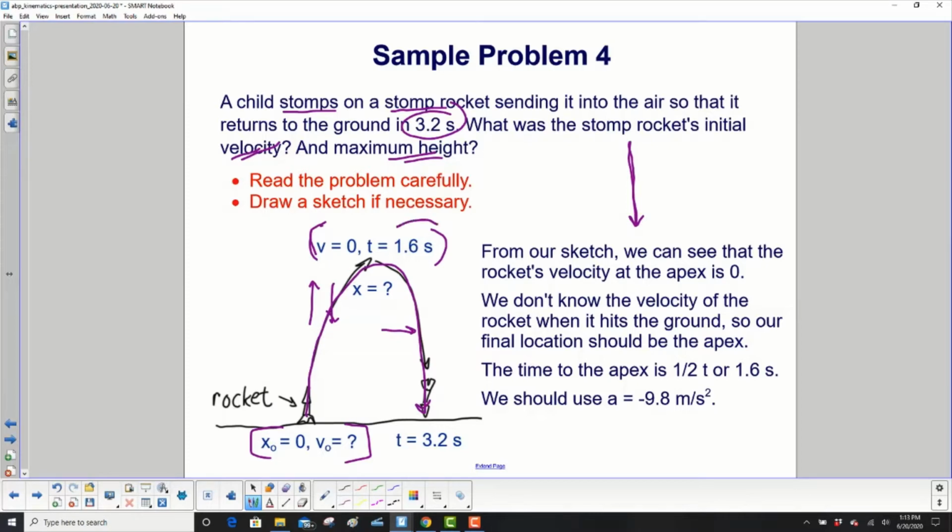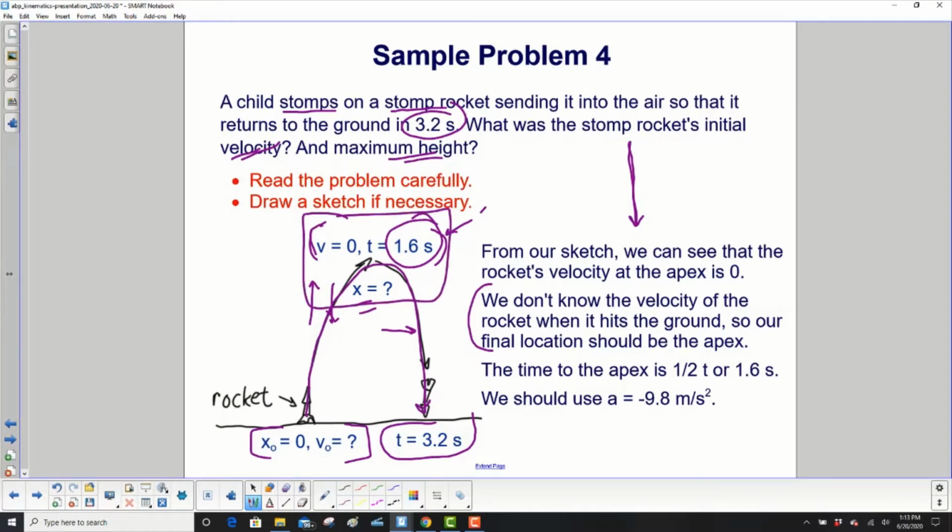Now, what did we do that was tricky here? We know that the total time is 3.2 seconds. We said it's going to take the same amount of time going up and coming down. So we're going to say the time at the top is 1.6 seconds, and we'll find that x position. Why did we do that? Well, we don't know the velocity of the rocket when it hits the ground, so our final location should be the apex. That's a fancy word for the top of the trajectory. So that's why we're dealing all up here.